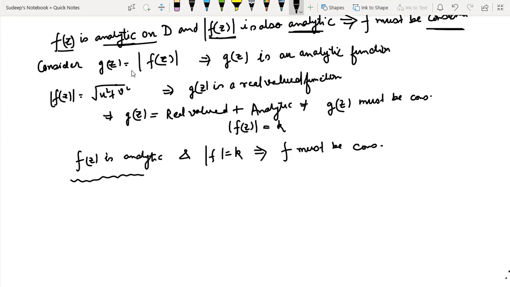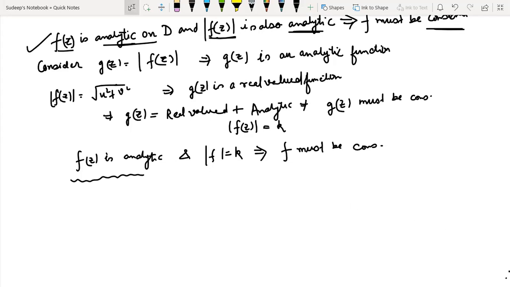How did we prove it? We just took g(z) equal to mod f(z). g(z) is an analytic function, which is given to us, and mod f(z) is root over u square plus v square. It implies that g(z) is both real valued as well as analytic, so g(z) must be a constant function. If g(z) is a constant function, mod f(z) is a constant function. f(z) is analytic and mod f is constant, so f must be a constant. Therefore, this statement holds good.